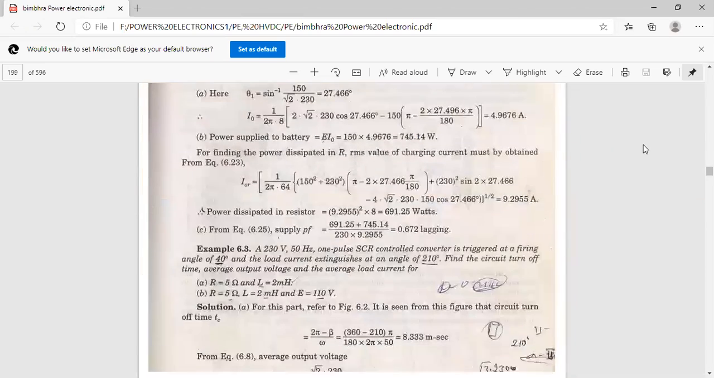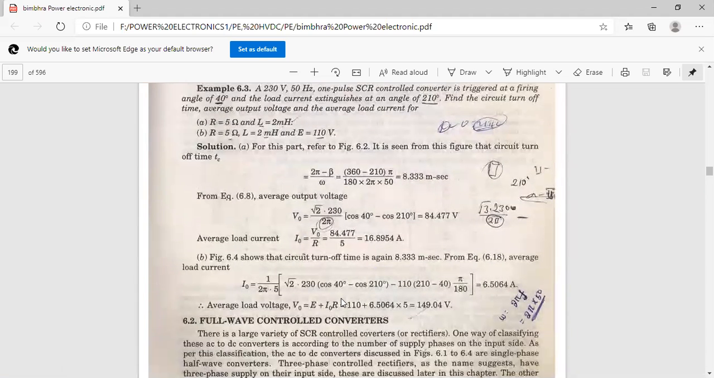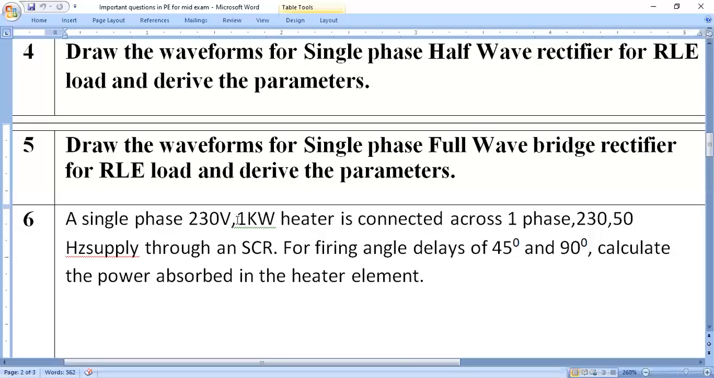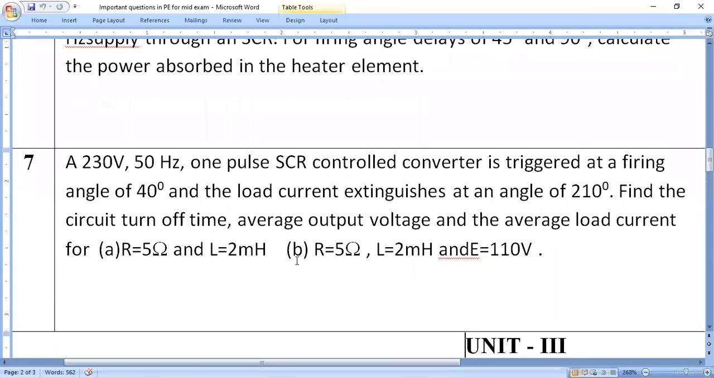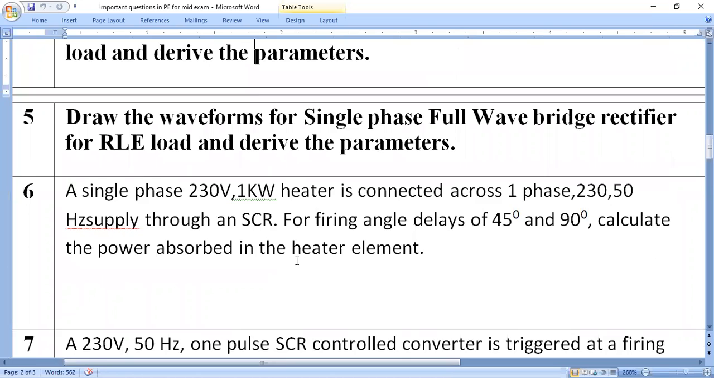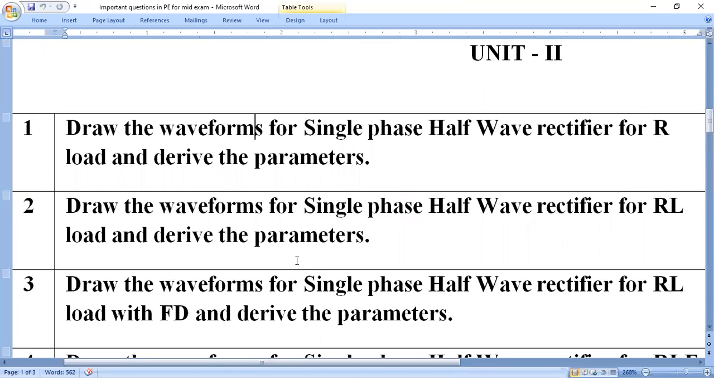Okay. Next question I have given is this one, example 6.3, RL load and RLE load. These two problems are 6.1 and 6.3. So yesterday I have shown this is the problem, 6.1 in your textbook. Problem number 7 is 6.3. Okay. These are the 7 questions in the second unit. If you are stuck in these 7 questions, you can ask me.